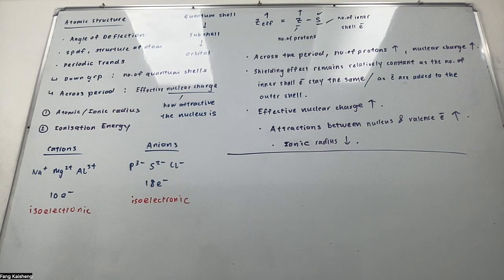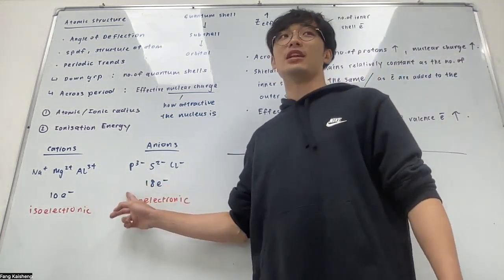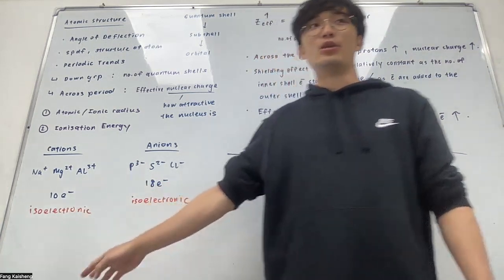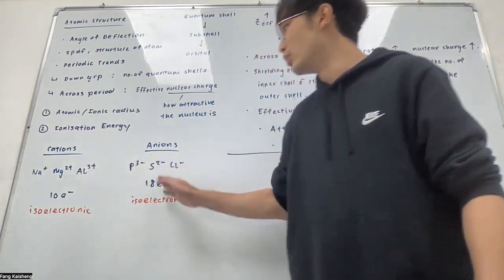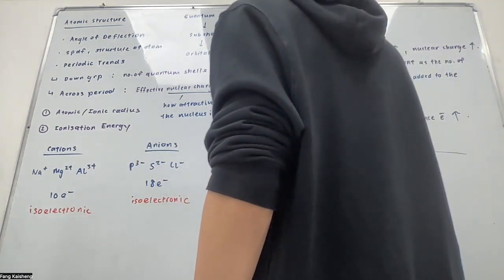Yes. Okay, before we draw any graph, can you guys write down the configuration for 10 electrons and 18 electrons? Just put it under there first. You don't have to write for all 6 because it's only 2 different numbers of electrons. In the meantime, I will draw out the graph.